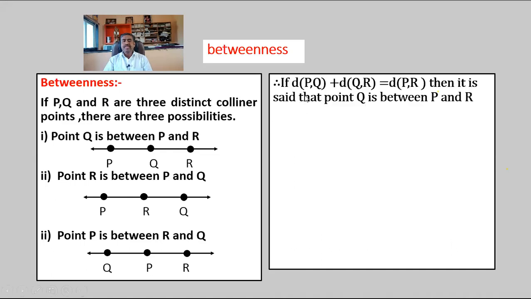Betweenness: if distance PQ plus distance QR is equal to distance PR, then it is said that point Q is between P and R. From this first possibility, distance PQ plus distance QR is equal to distance PR, therefore the point Q lies between P and R. In the second possibility, distance PR plus distance RQ is equal to distance PQ, therefore point R is between P and Q. In the third possibility, distance QP plus distance PR is equal to distance QR, then point P is between Q and R.